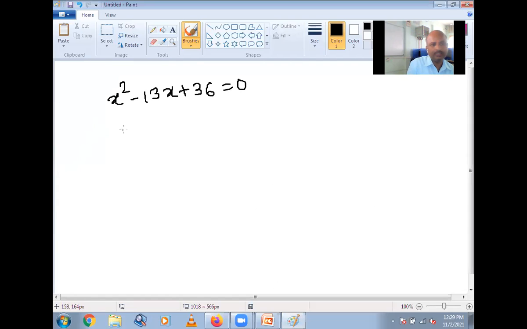Suppose instead of this example, I have given it like this: x raised to 4 minus 13x square plus 36 is equal to 0.